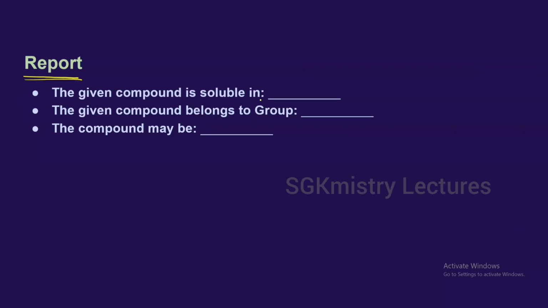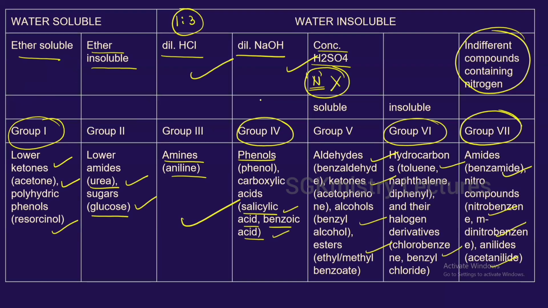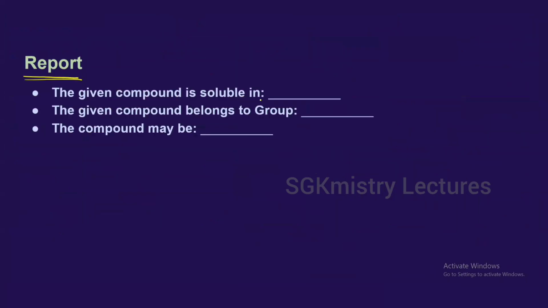Suppose let us say you've got group 4. You're going to write the compound may be phenol or carboxylic acid. Suppose you've got group 6, then you're going to write the compound may be hydrocarbon or the halogen derivatives. If you've got group 2, then you're going to write the compound may be urea or glucose. Okay, so this is how the report has to be given with respect to the solubility test.